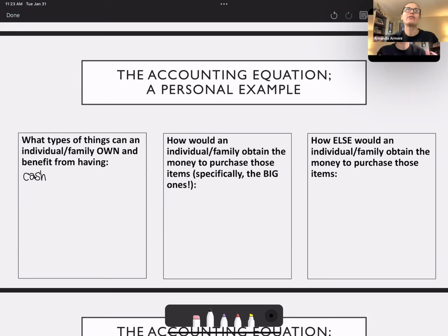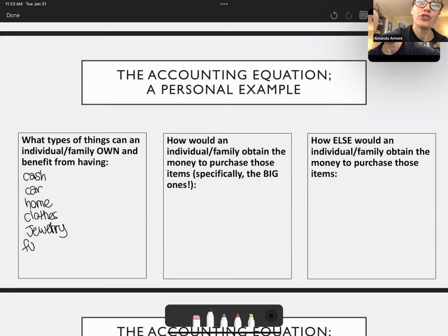What are some other things that you own and benefit from having, that you have spent your cash on? I would think of a car, a home, clothes, jewelry. I have furniture in my home. Computers, right? These are all things that I, as an individual, own, and I benefit from having them.